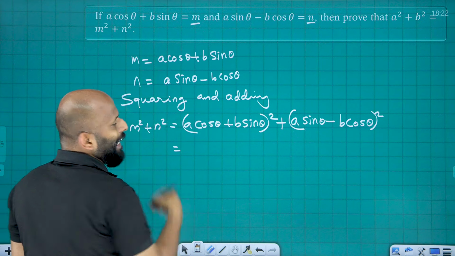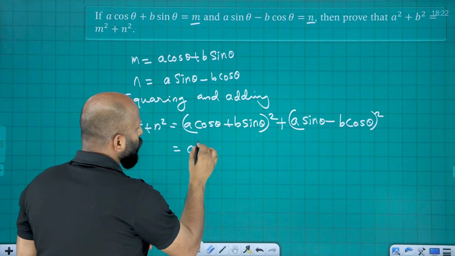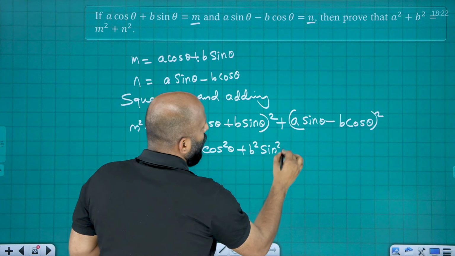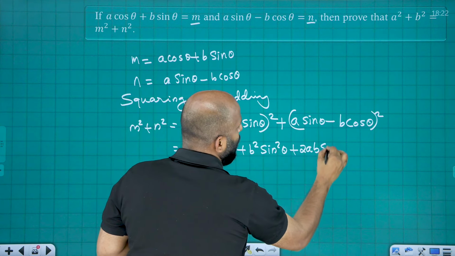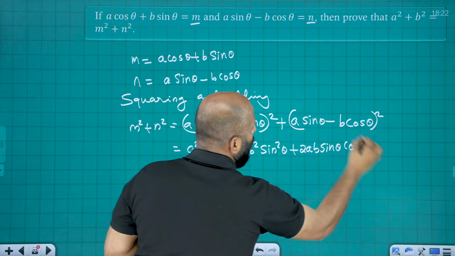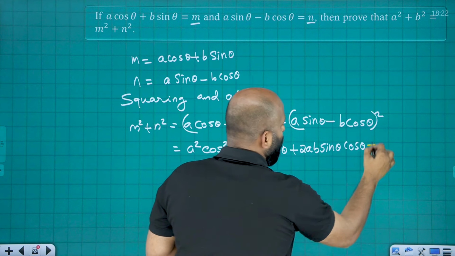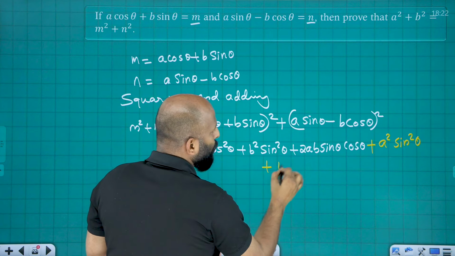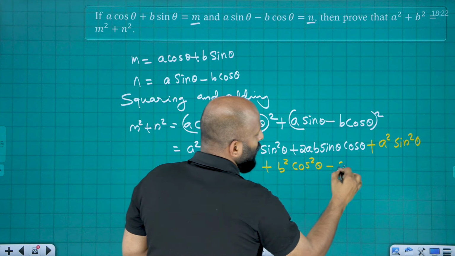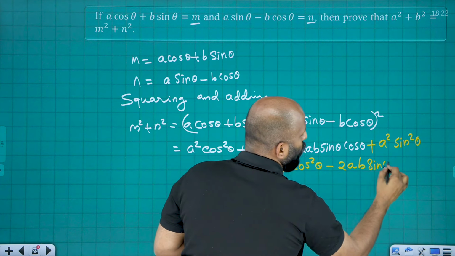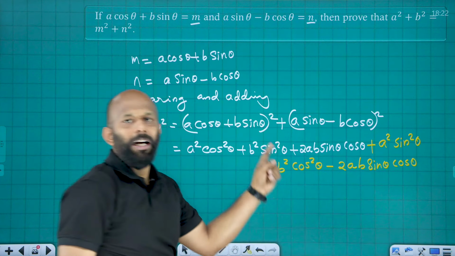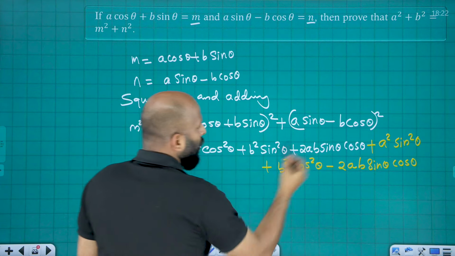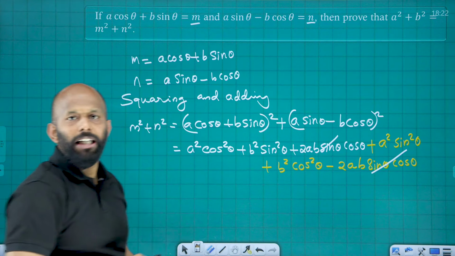Now we can expand using the identity (a plus b) whole square. It will become a square cos square theta plus b square sin square theta plus 2ab sin theta cos theta. Now, what will be the second one? Plus a square sin square theta plus b square cos square theta minus 2ab sin theta cos theta. One is (a plus b) whole square and the other one is (a minus b) whole square. Then here 2ab sin theta cos theta we can cancel.